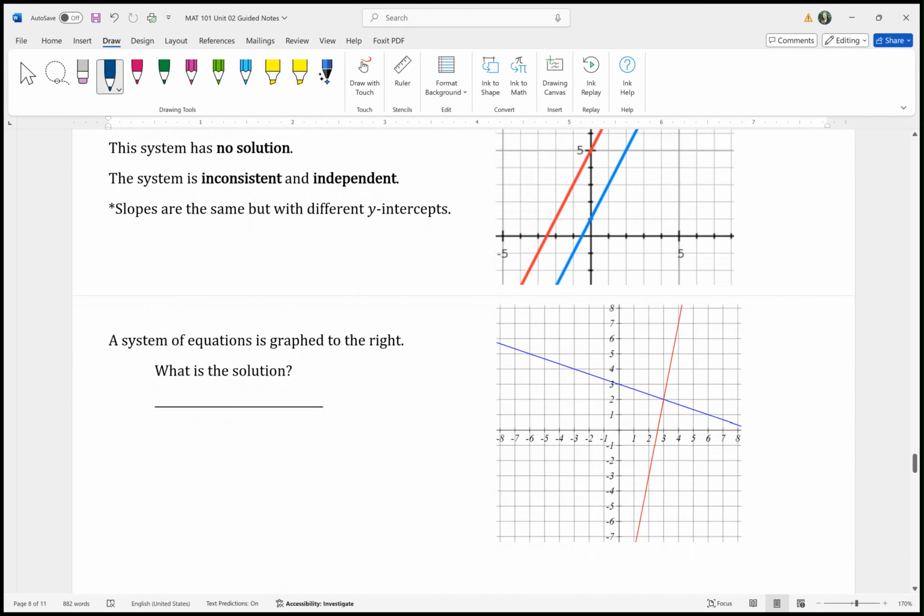I have a system of equations graphed to the right, and it's just asking what the solution is. You just need to know what is the solution. It is where the lines cross. So in this case, this point right here is where they cross. So this (3, 2) is our solution to this system of equations.